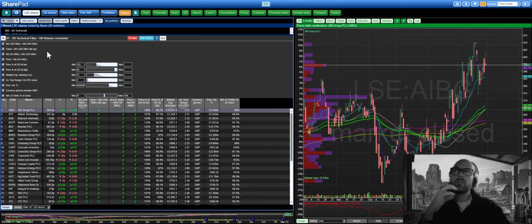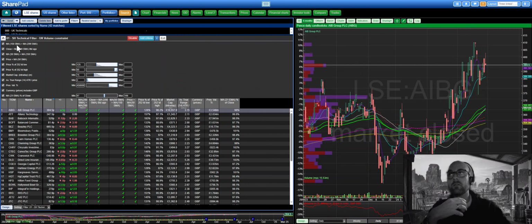Now, this UK technical filter has a significant number of characteristics that I've inherited from my understanding of Mark Minervini's methods through his books. So it's a similar sort of technical footprint, but then I've done some adaptations in terms of liquidity and volume constraints based around the UK market.